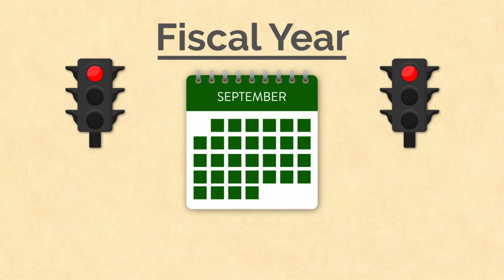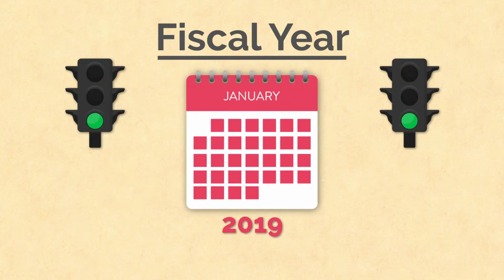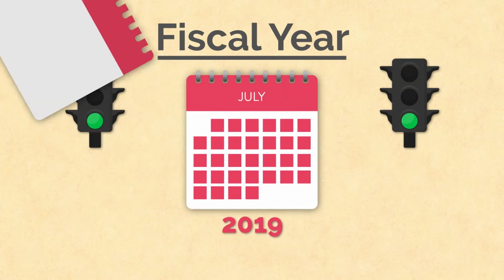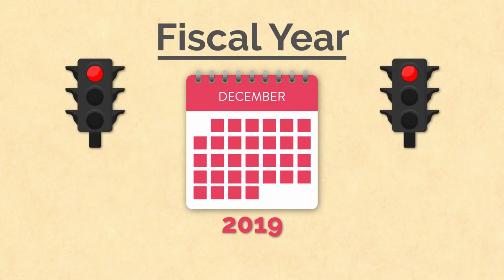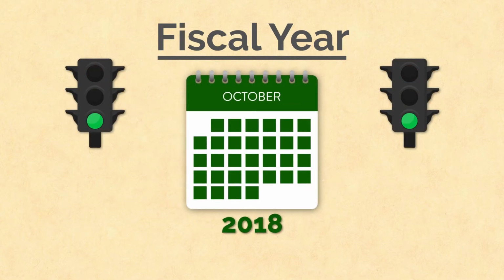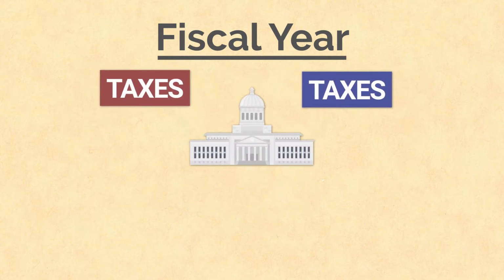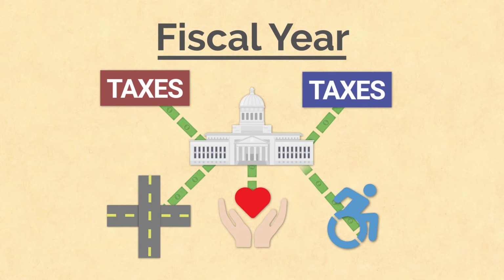For example, the normal year for 2019 starts in January 2019 and ends in December 2019. The fiscal year for 2019 starts in October of 2018 and ends in September of 2019. During each fiscal year, the government spends the money it collected from taxes to pay for the important services we all need.